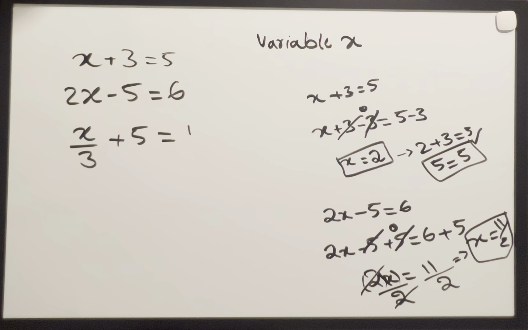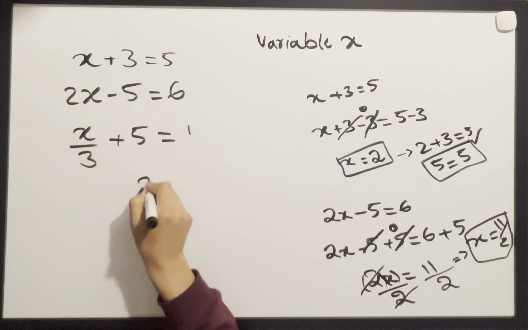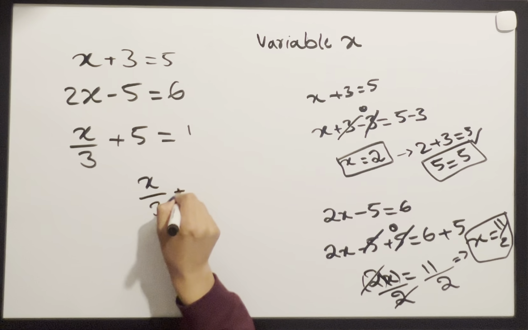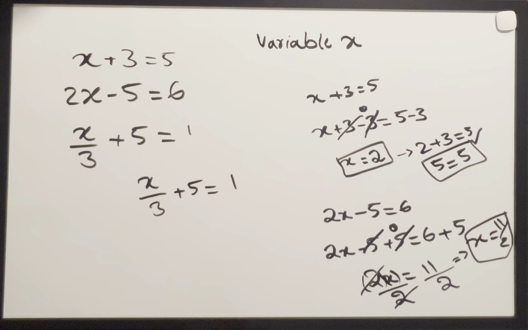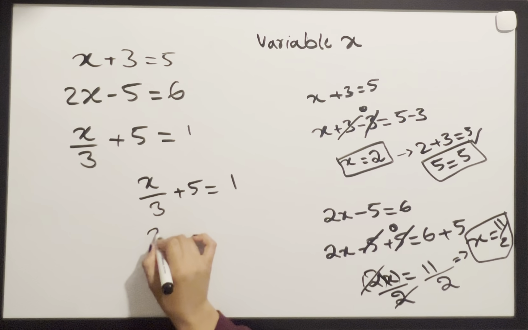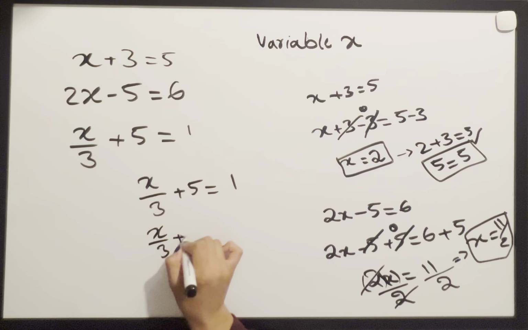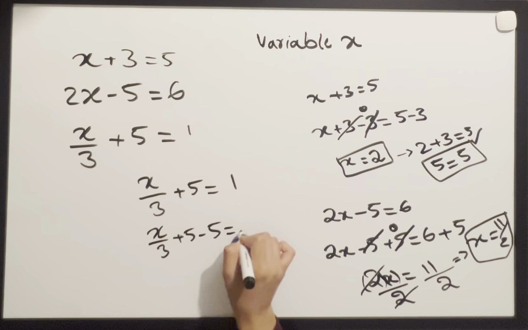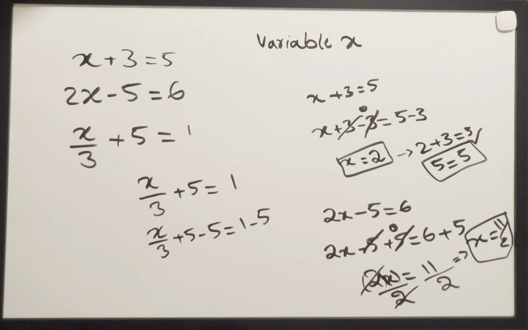Okay, and lastly I have x over 3 plus 5 equals 1. Again, the easiest way to do this is to start with the side that has the x on it, in this case the left side. I have plus 5, which means I have to use the opposite operation, which is minus 5. So x over 3 plus 5 minus 5 equals 1 minus 5.